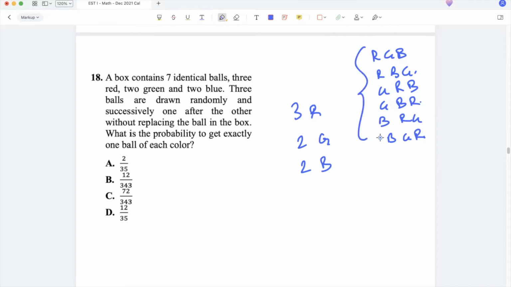And for each possibility, let's say the first possibility of getting red is 3 out of 7. The second green is 2 out of 6. And the third blue is 2 out of 5, right? And then the same gets repeated, because the numerators and the denominators won't change. So this multiplied by 6 will be the required answer. So the 6 and the 6 will cancel. So 2 into 2, 4 into 3, 12 by 35. So that's D.